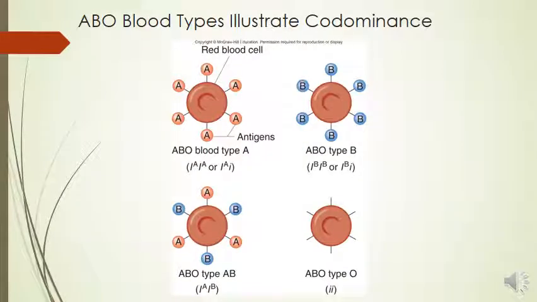This slide is illustrating codominance. The ABO blood types are based on the antigens on the red blood cell surfaces, and this depiction greatly exaggerates the size of the A and B antigens, and the genotypes are in parentheses.